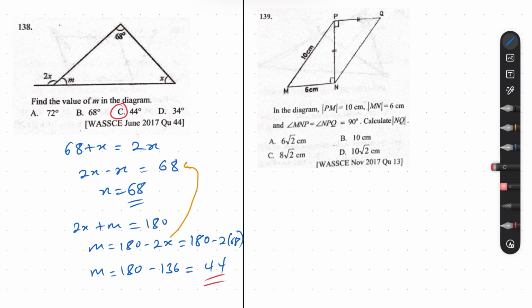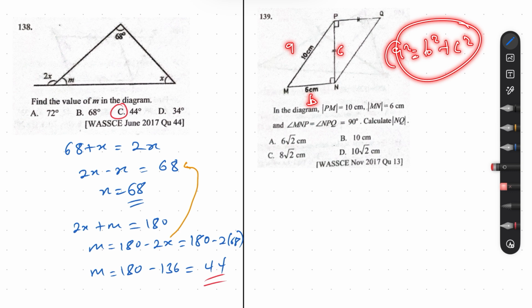We've been given this side PM to be 10 centimeters, and then MN to be 6. We've been told that this is a right angle right here. MNP, this angle, is 90, and NPQ is also 90. So we can easily find this side because this is a right angle triangle, and we can apply Pythagoras theorem. That says that if this is A and this is B and this is C, then A squared will be equal to B squared plus C squared, where A is the hypotenuse, the longer side.